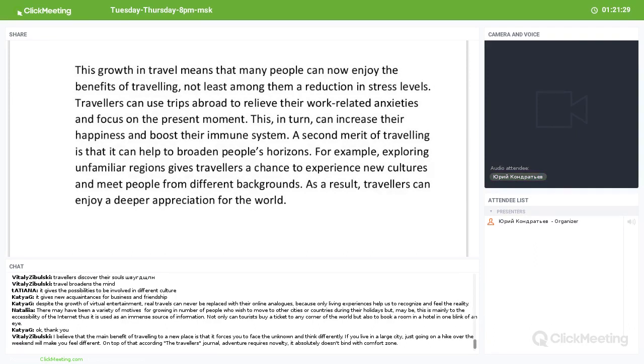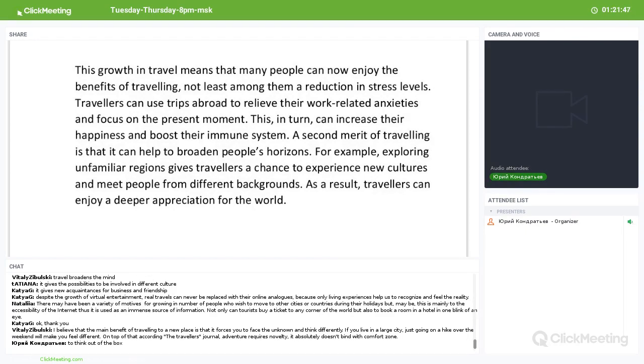So the main benefit of traveling to a new place is that it forces you to face the unknown and think differently. Okay, to think differently, maybe there is another expression, it's an idiom: to think out of the box, or to start thinking out of the box. It means to start thinking in an original way. You can use an idiom instead.